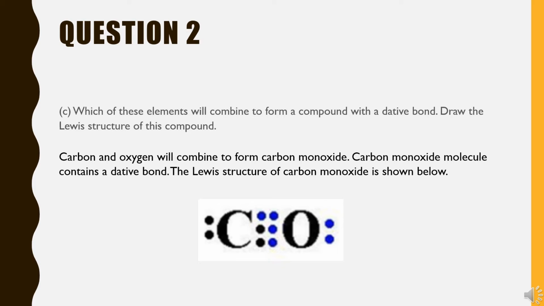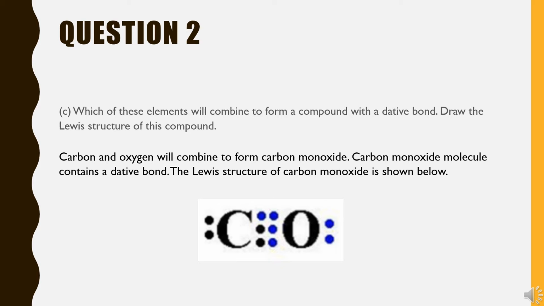Carbon monoxide is formed when 3 pairs of electrons are shared between carbon and oxygen. We need to know where the sharing electrons come from. So, Lewis structure is useful in determining the dative bond. Carbon atom has 4 valence electrons, while oxygen atom has 6 valence electrons.